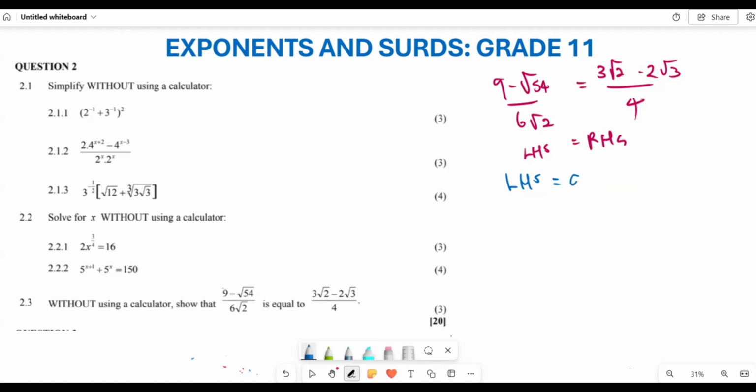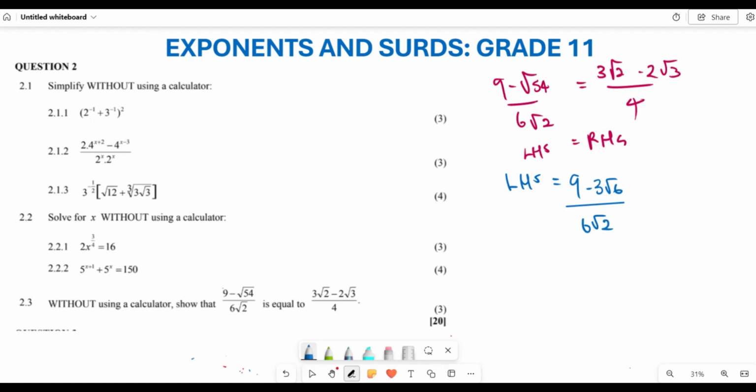Let's look at this. If you start here, this is going to be 9 subtract root of 54. Root of 54 is actually the same as 3 root 6. So this is 9 subtract 3 root of 6, divided by 6 root 2 altogether. Can you see what we did here?